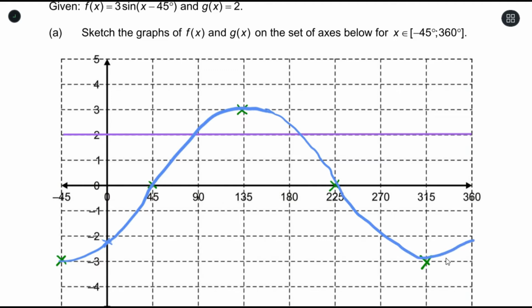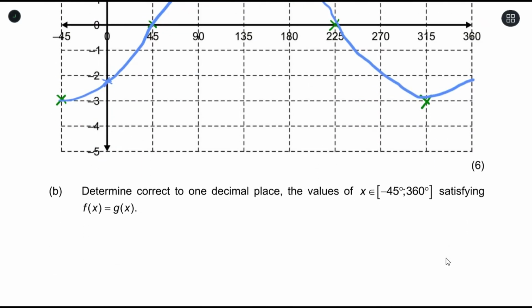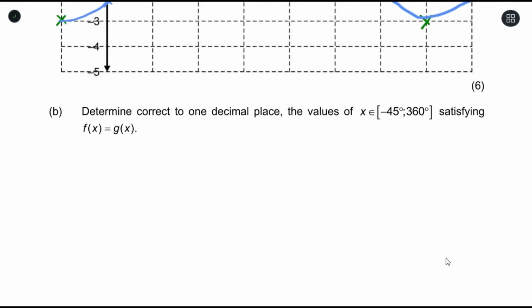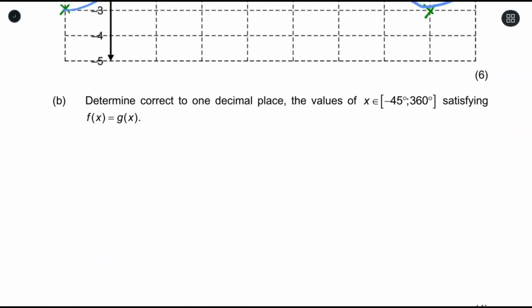This here should be your graph. Now for B, it says determine, correct to one decimal place, the value for x, an element of -45 to 360, satisfying f(x) equals g(x). Now they're actually saying our two equations are equal, right? So we are saying that the equation of f(x), which was 3 sine (x minus 45), is equal to 2. Okay, so simplifying this, this is what it's going to give you.